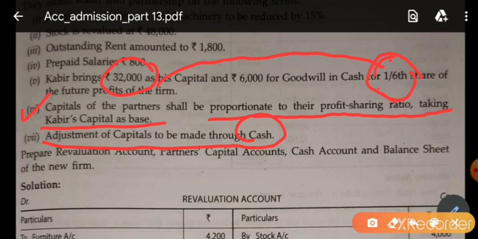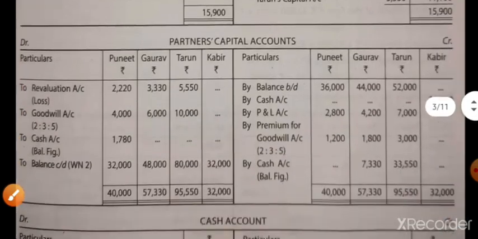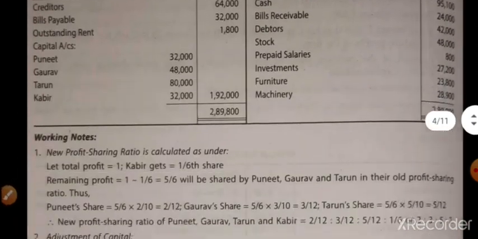So for 1/6 share in the profits, he is bringing 32,000 capital. When we are doing adjustment of capital, the first thing we have to do is to calculate the total capital of the firm on the basis of the new partner's capital. So if 1/6 is equal to 32,000, then what is the value of 1? So if 1/6 is equal to 32, then 1 will be equal to 32,000 multiplied by 6/1. Many of you must be knowing this calculation already. So let us see how it has been done.